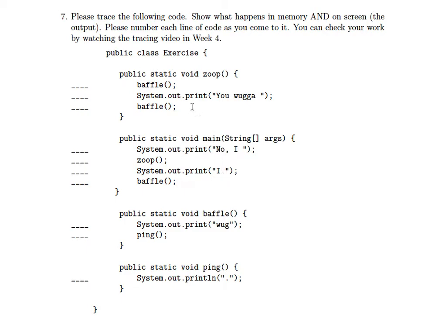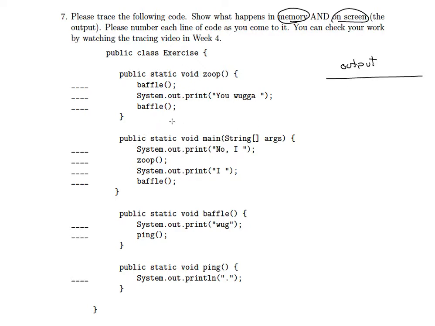Tracing question number 7. On the tracing questions, the lines to the left are for you to write in the line numbers, in order of execution. When it says show what happens in memory, this means in variables, and on screen means the output. In this case, we don't have any variables, so I'm off the hook there, but it is printing out, so I do need a place to track output, and that can be anywhere. Just make a place for it, and then I'll keep track as I go.